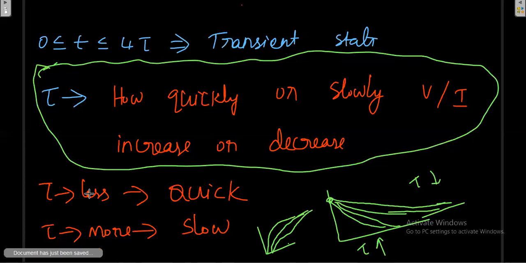If the tau value is less, the phenomenon is happening very quickly. It may be either increasing or decreasing, we do not know. When the tau value is more, it is very slow. It is taking more time. That terminology you should know.